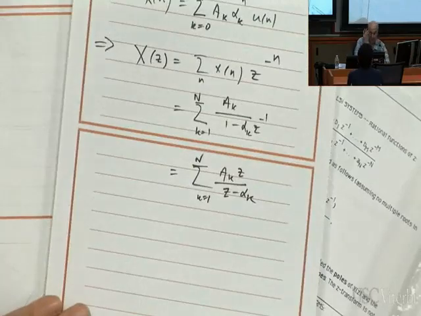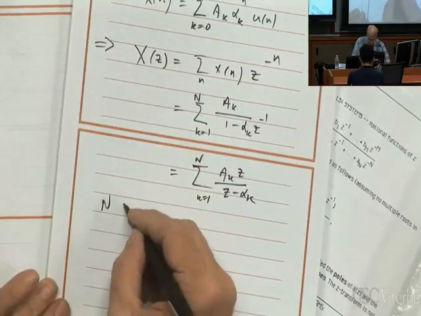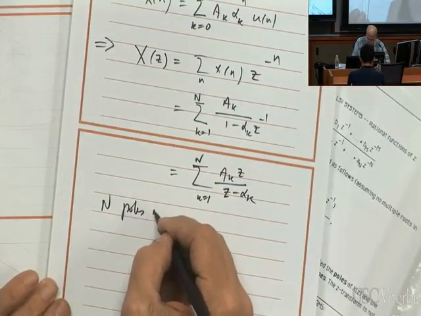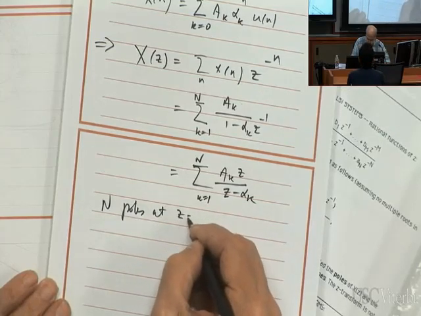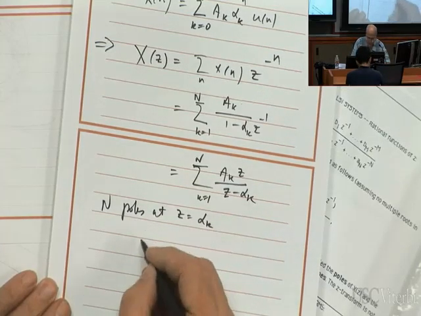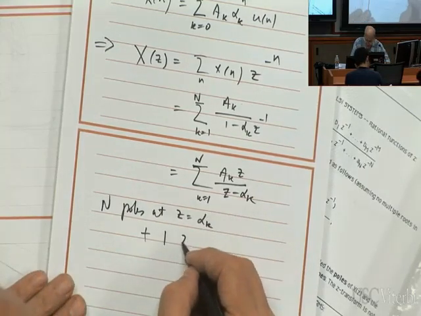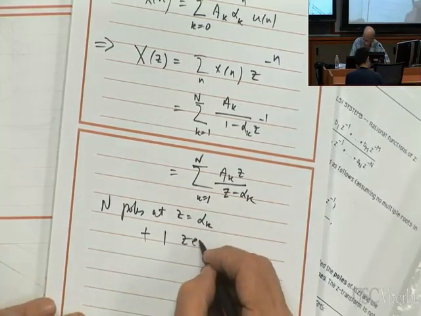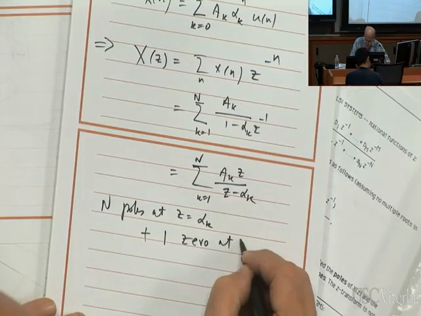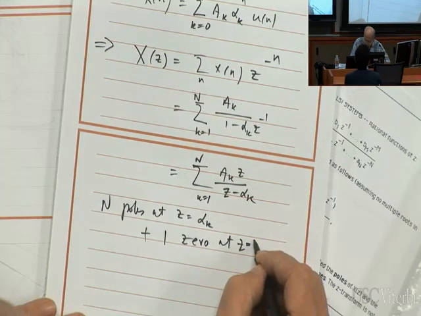In this example, we have N poles at z equal alpha sub k, plus, in this case, one zero. But this is a little more general than we showed before. I think you're going to see what's going to happen.